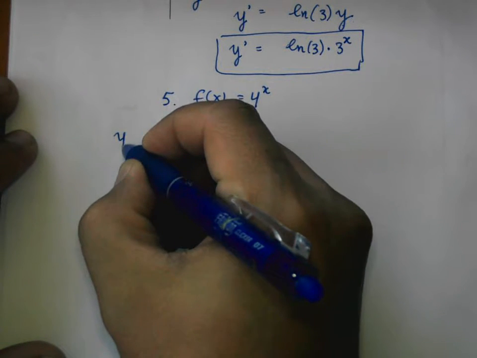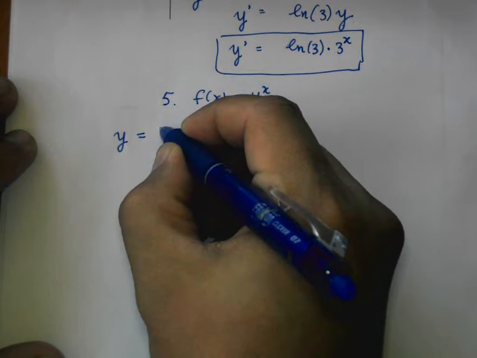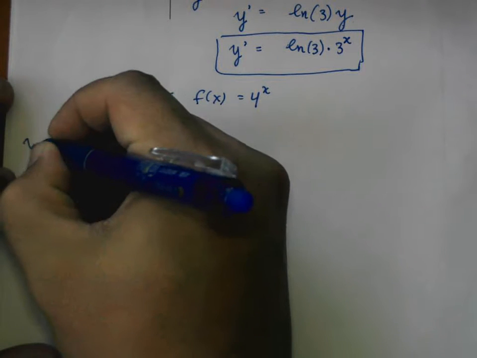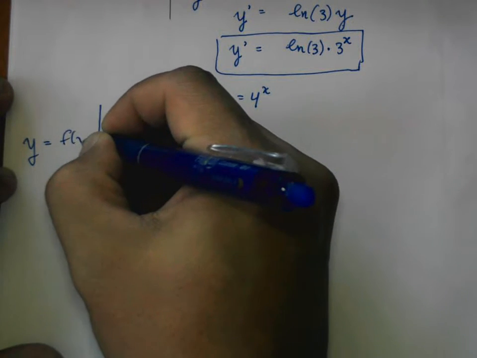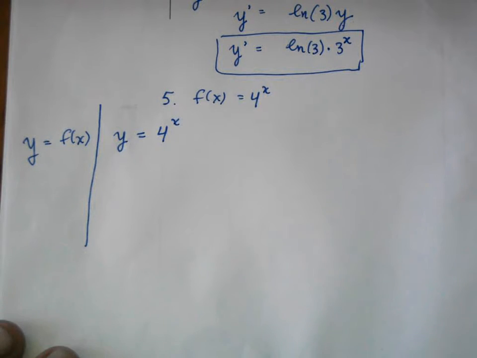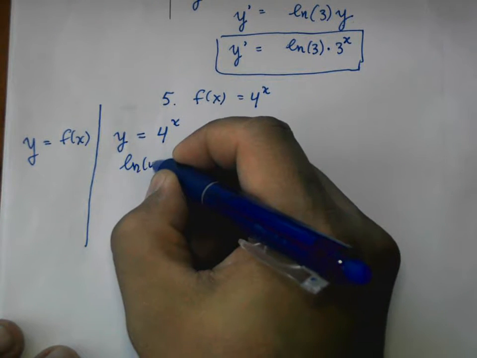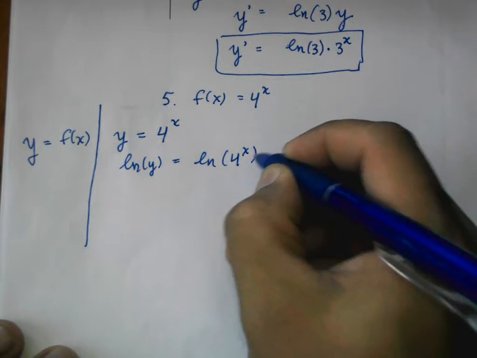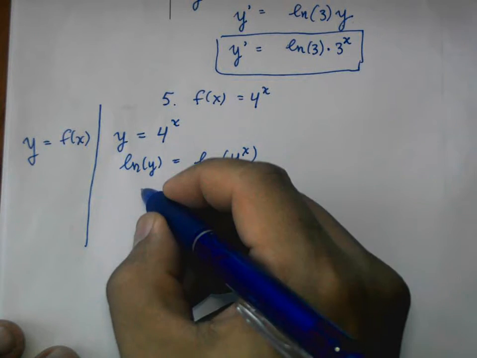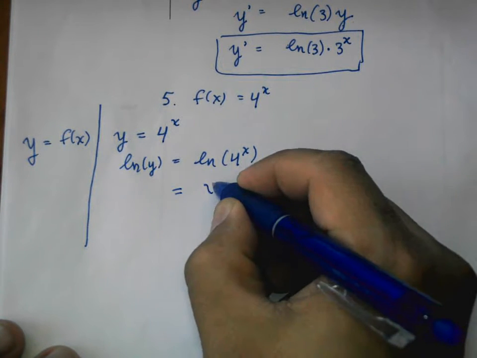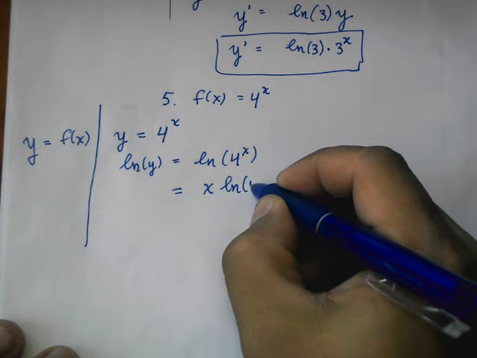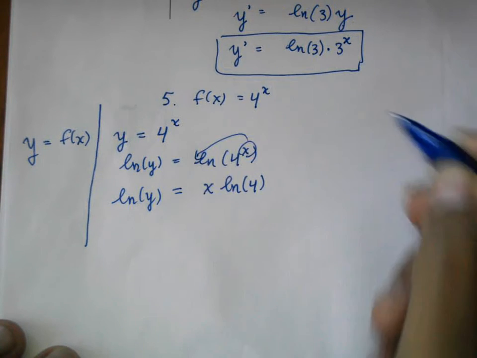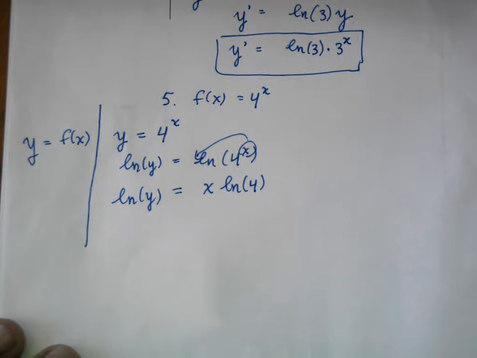So just like before, I'm going to set y is equal to 4 to the x, and just keeping in mind that y is a function. Okay, that's very critical to remember. Take the natural log of both sides, which is equal to the natural log of 4 to the x. Then take the derivative, well, I'm sorry, not the derivative yet. I'm going to pull the x out to the front. Okay, so this comes down to the front. That's the power rule of logarithms.